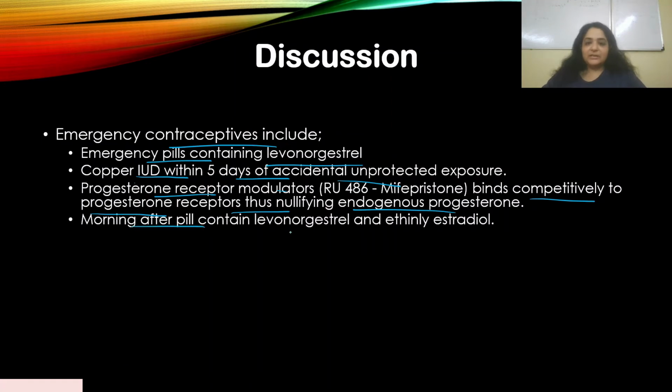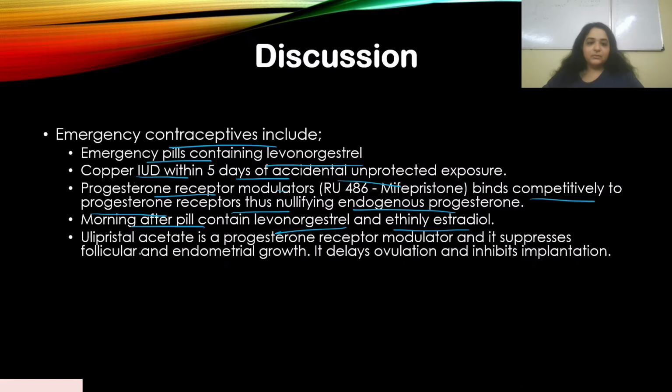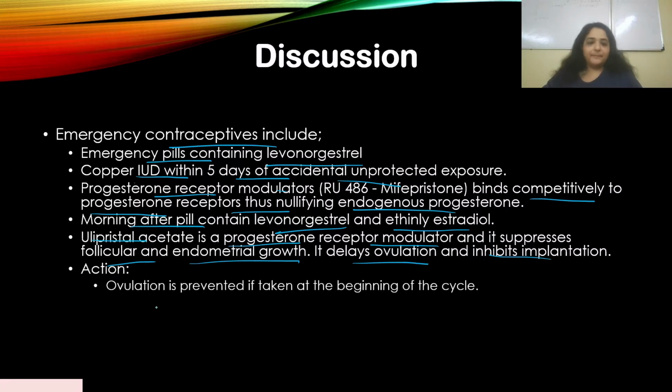Morning after pills contain levonorgestrel and ethinyl estradiol. Ulipristal acetate is a progesterone receptor modulator again. It suppresses the follicular endometrial growth, delays ovulation and inhibits implantation. These are emergency contraceptives. You should use them only in emergency cases, right?